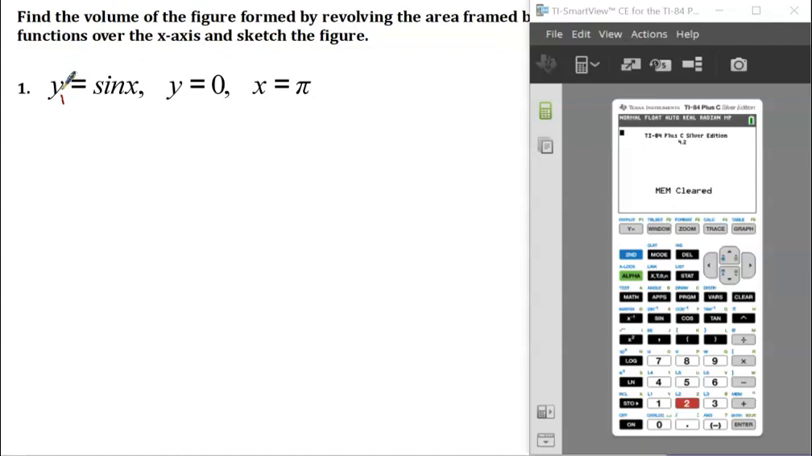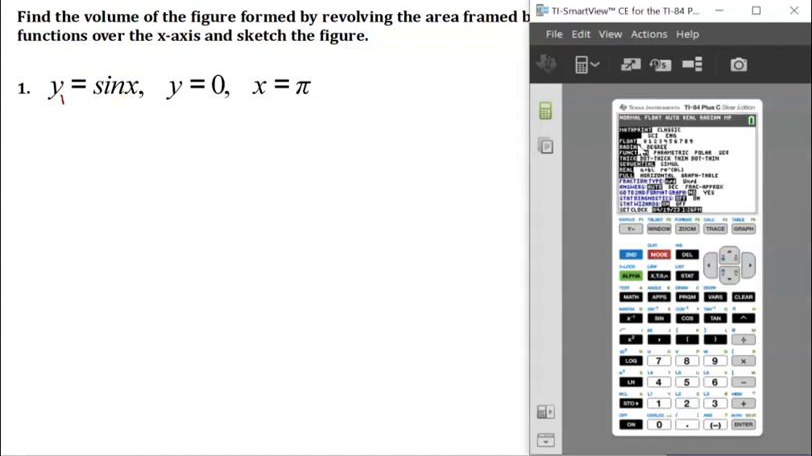I'm going to type into y1, y equals sine of x. So I need to make sure that I'm in radian since I'm typing in a trig function. And then in y2, I'm going to type in 0. So we've got sine of x, and then into y2, I've got 0. Okay. And then I'm going to graph it.